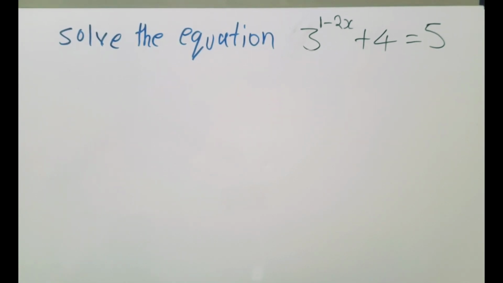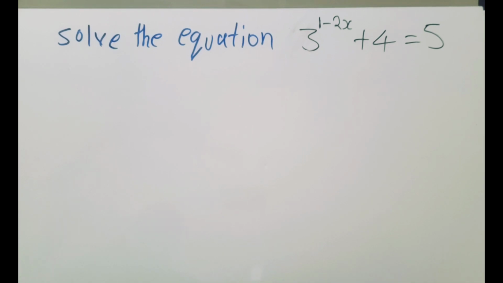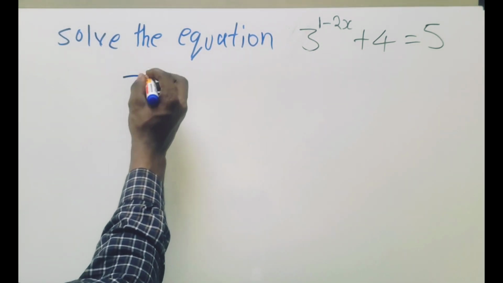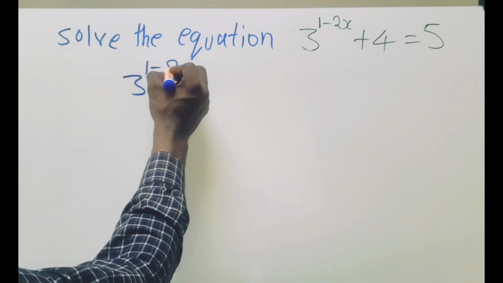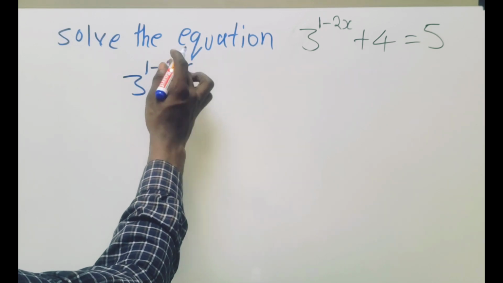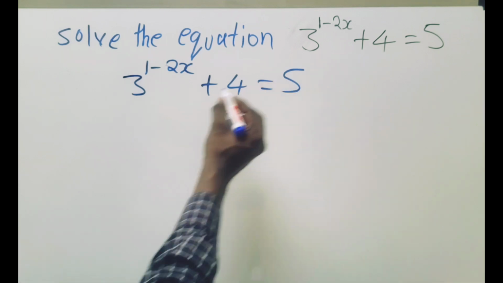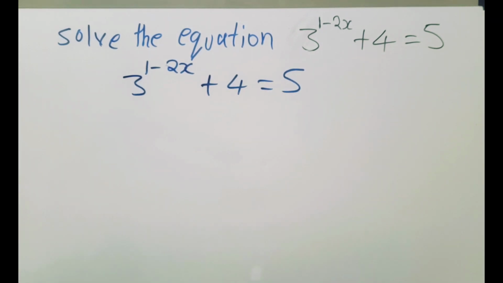Solve the equation. All right, this is ECZ 2024 School Certificate question 12A. Let's break it down in small and simple steps. So we have this question: 3 to the power 1 minus 2x plus 4 is equal to 5. They want us to solve the equation.